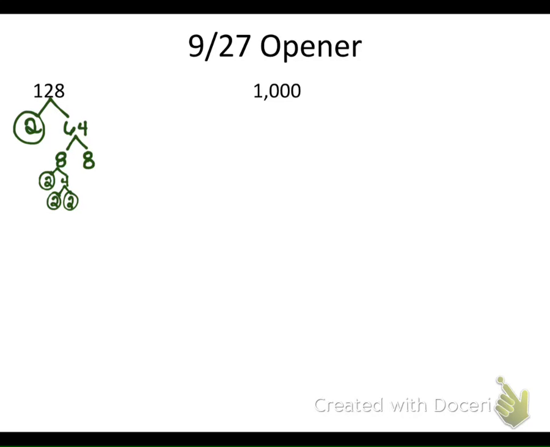So now I'm going to come to the other 8. What are factors of 8? 2 and 4. Circle my prime of 2. And then I have to factor 4. What are my factors of 4? 2 and 2.